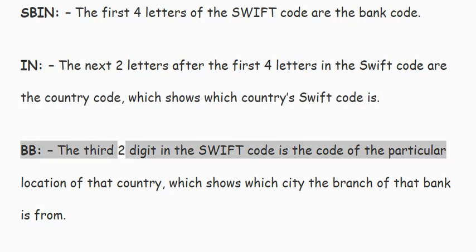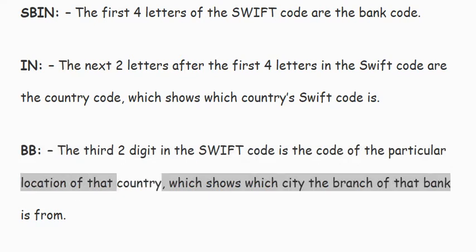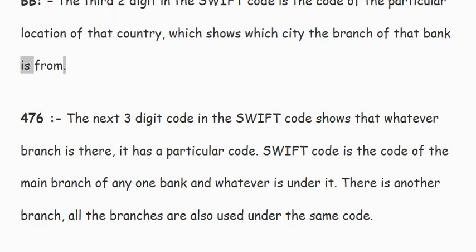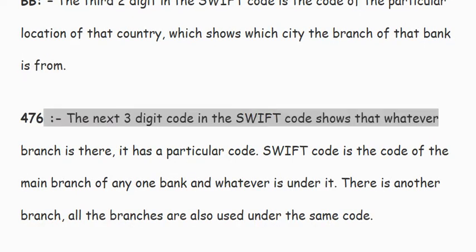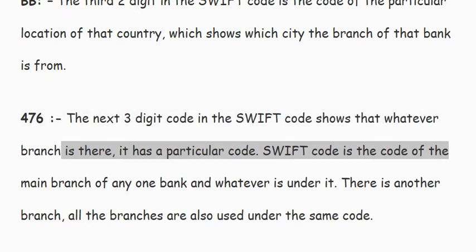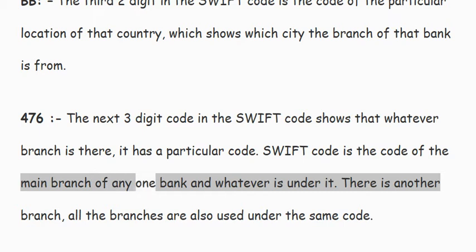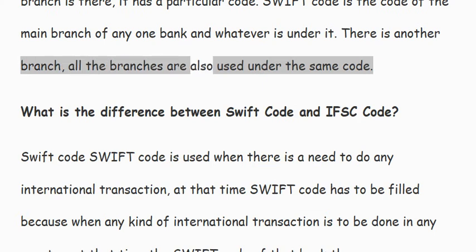BB. The next 2 characters in the SWIFT code are the code of the particular location in that country, which shows which city the branch of that bank is in. 476. The next 3-digit code shows that whatever branch it is, it has a particular code. The SWIFT code is the code of the main branch of a bank, and whatever other branches there are under it are all also used under the same code.